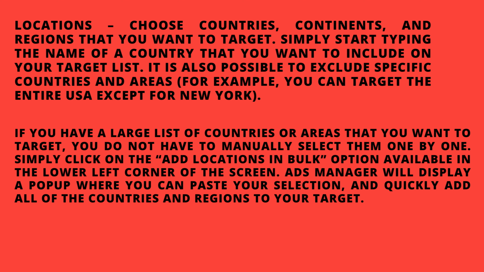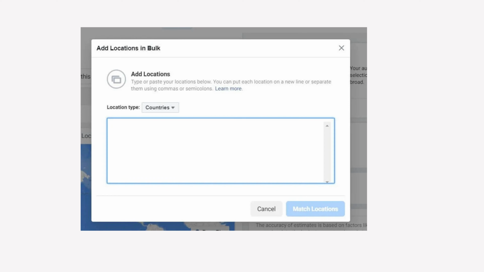If you have a large list of countries or areas that you want to target, you do not have to manually select them one by one. Simply click on the Add Locations in Bulk option available in the lower left corner of the screen. Ads Manager will display a pop-up where you can paste your selection and quickly add all of the countries and regions to your target. Age: select the minimum and maximum age of the target audience.